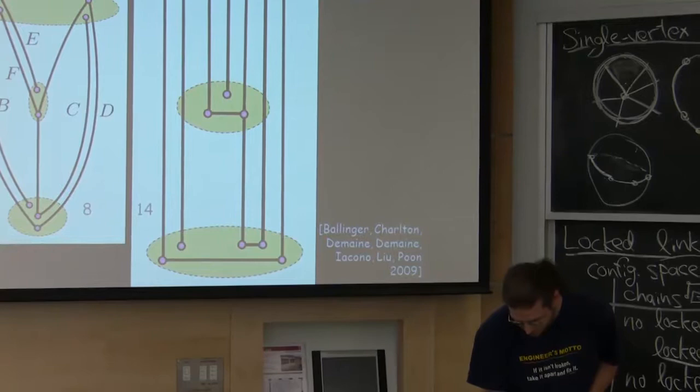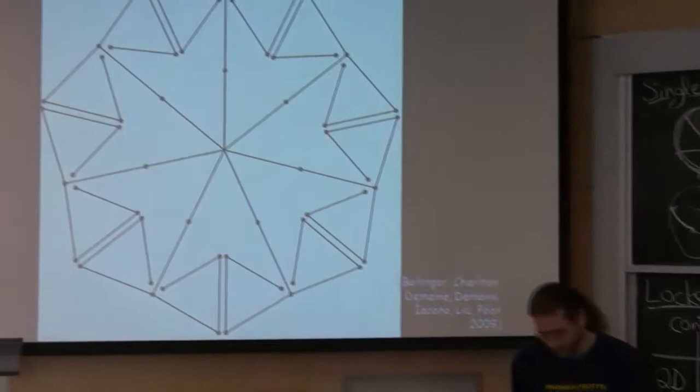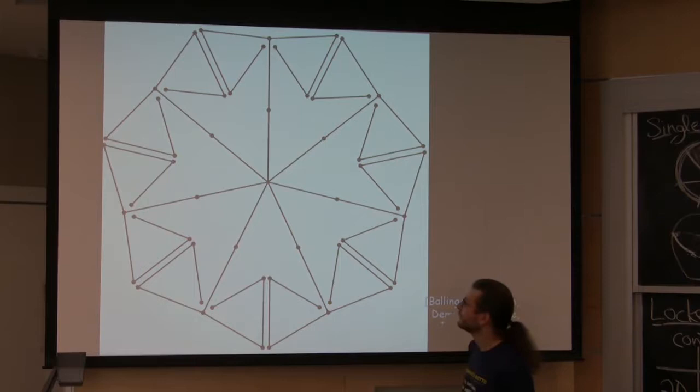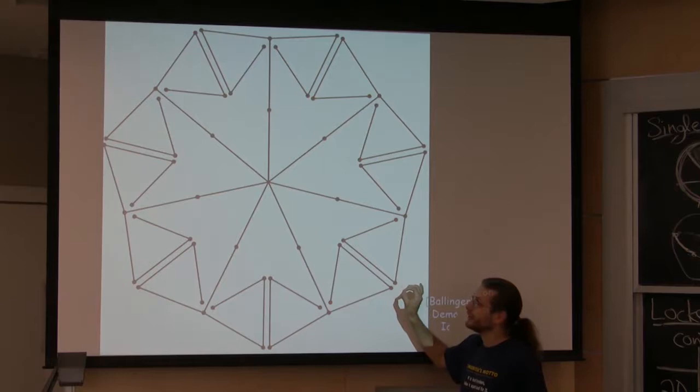Yeah, actually, maybe I do want to go there. All right. This is an example. It has a cyclic structure again. Same paper last year. This is a newer example. And it has the property that all of the edge lengths are the same, and nothing touches.